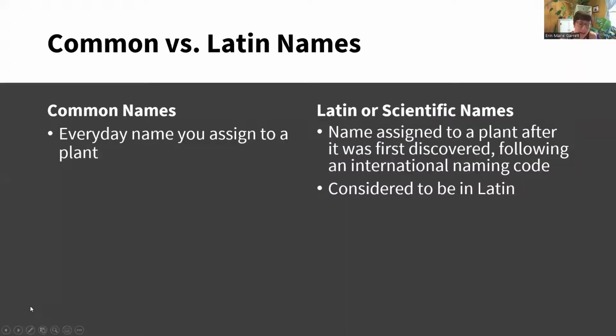So let's compare common and Latin names. When we talk about these two names, what is a common name? It's that everyday name that you assign to a plant. When we talk about a Latin or a scientific name, it's that name that was assigned to a plant after it was first discovered, and it follows an international naming code, and those names are reviewed periodically. And then the language used is considered to be Latin.